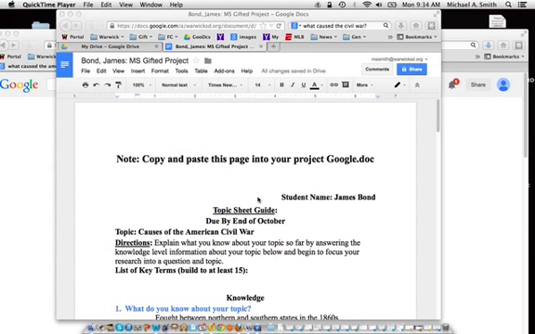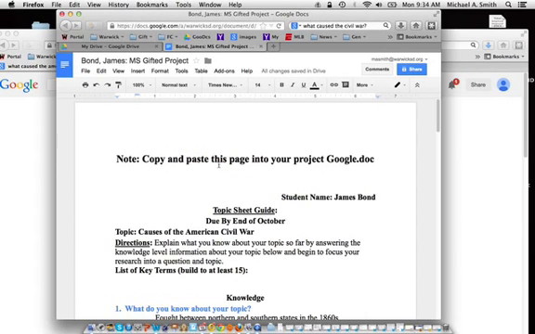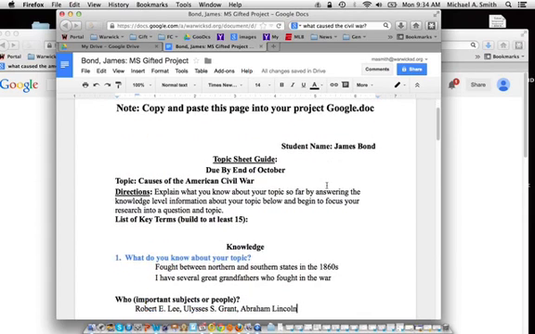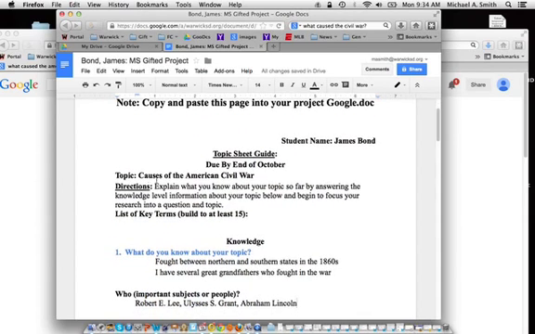First thing I'm going to do is create my Google Doc. I'm going to make sure I name it last name, comma, first name, colon, MS Gifted Project. Please put all of your research on this Google Doc, including your monthly journals. I'm going to put my name at the top, and I'm also going to type in my topic, Causes of the American Civil War.